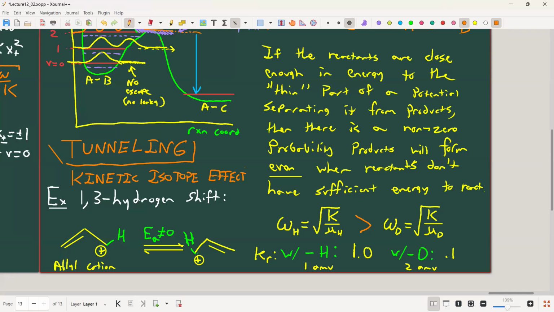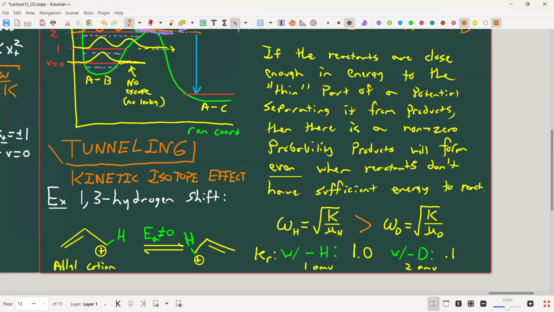All right. So you might ask, well, what things tunnel? Generally, it has to do with things that, when you substitute them with something heavier, have a large mass change. So hydrogen and deuterium is a really good example. Hydrogen is a very, very leaky atom. It loves to tunnel through things.